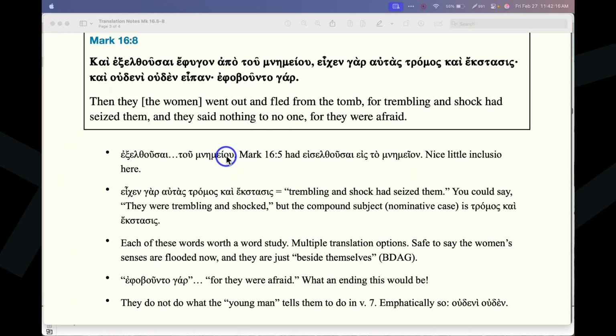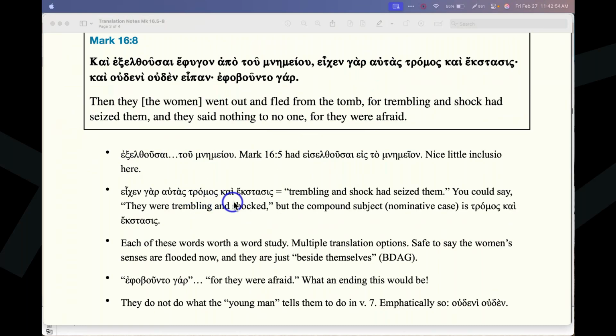It also moves the scene along. And they not only went out, but they fled. I mean, they went out in a hurry. They ran away. They got out of there as quickly as they could. Why? Gar, for trembling and shock had seized them. So it is not that they are leaving because Jesus has gone ahead of them and they want to follow him, at least as Mark describes it here. The reason that Mark says they leave the tomb is here, gar, this grounding clause. Why? Because trembling and shock had seized them.